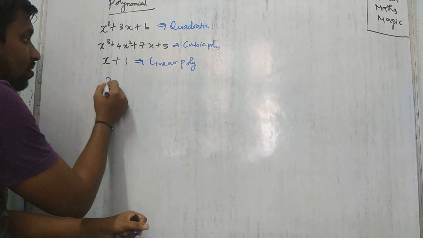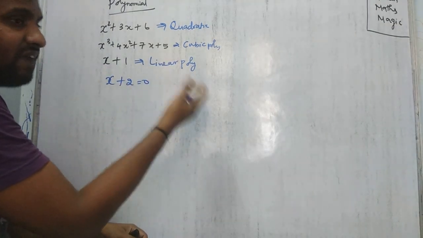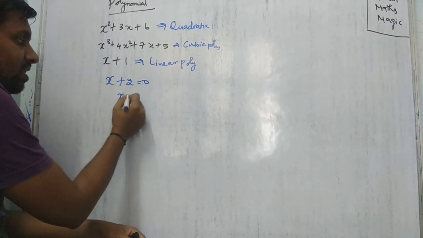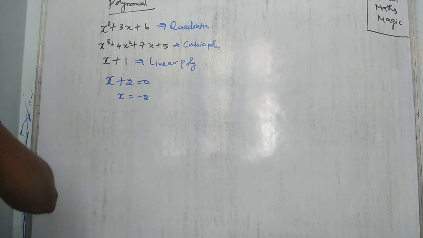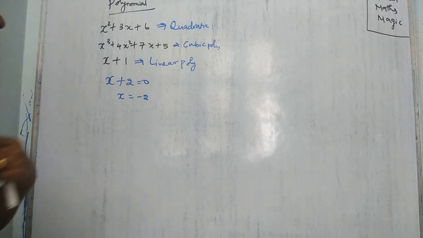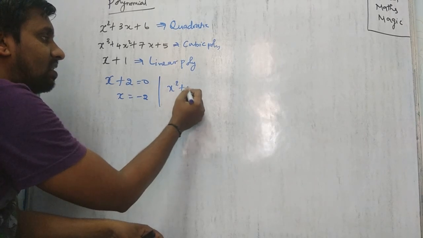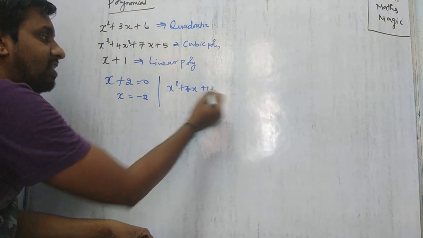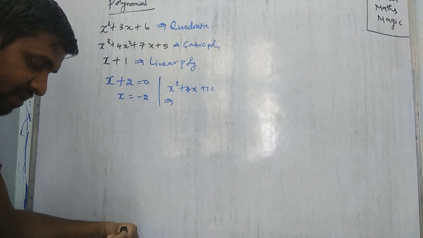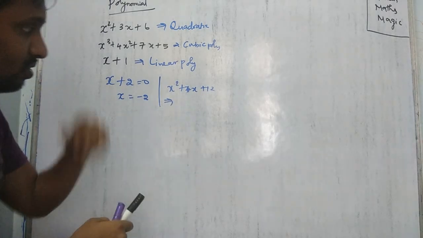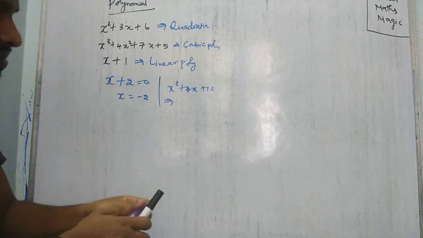For how to find the roots of this one, x plus 2 equal to 0. Zeros, factors, roots, everything has the same meaning. So x equal to minus 2 is the zero, which you have learned in class 9 itself. Factorization is also in class 9, for example x square plus 7x plus 12. How to find the roots using factorization: if you know the quadratic equation chapter, you can use that, but if you don't know it, you can apply splitting the middle term.